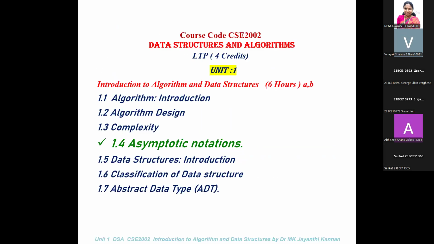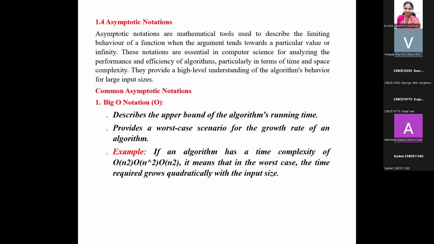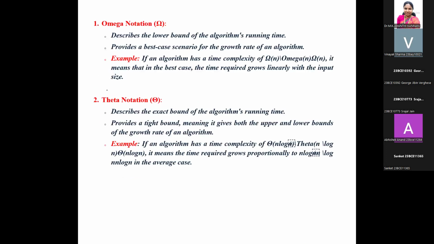So we were discussing asymptotic notations. Asymptotic notations are a mathematical way of representing the time complexity and space complexity of your algorithms. In asymptotic notation, we have three methods of representing the time and space complexity. The first one is big O notation. The second one is called big omega notation. The third is big theta notation, with the theta symbol.